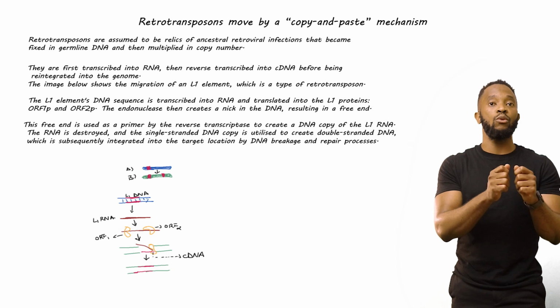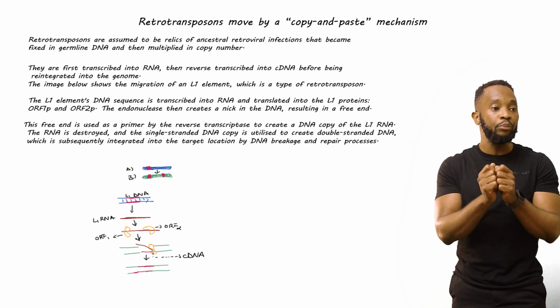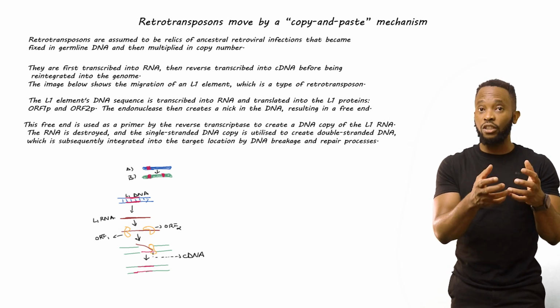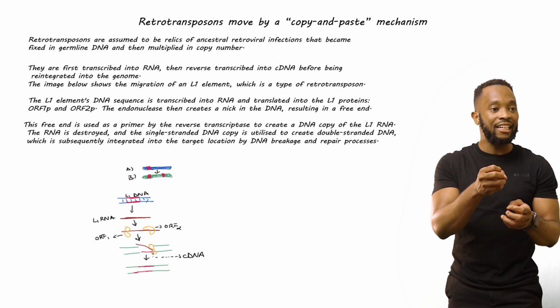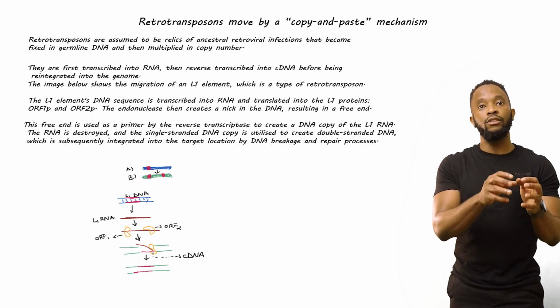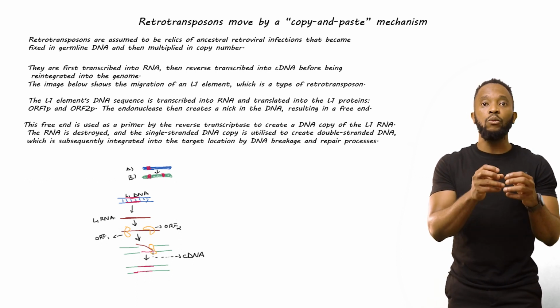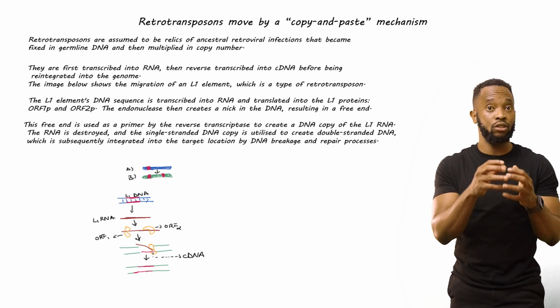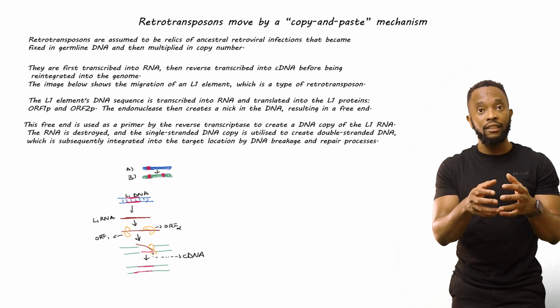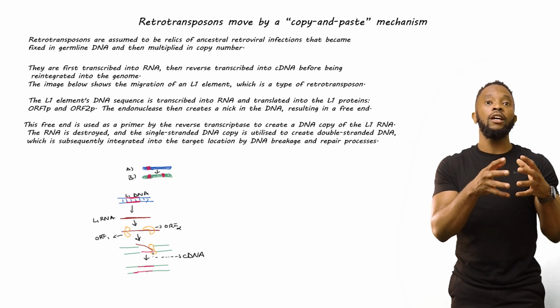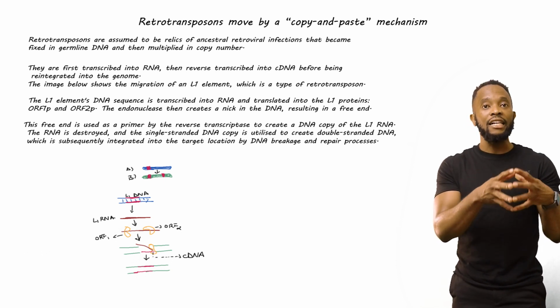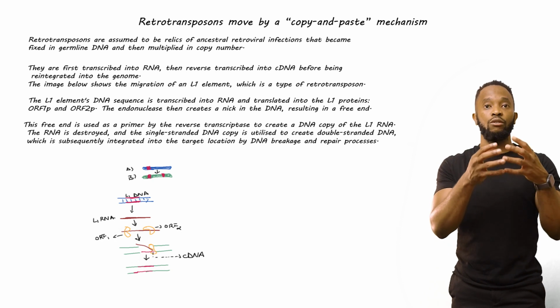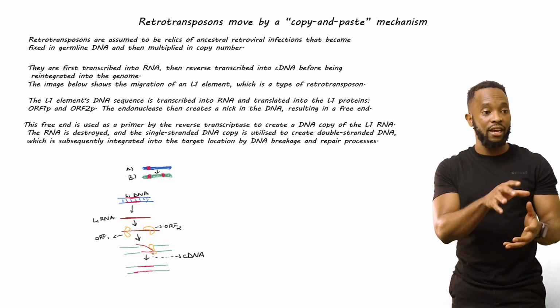And those ORF1P and ORF2P are actually endonucleases that are going to create a nick in the DNA of the next destination. And once there's that nick, there's a free flanking 3' hydroxyl group, and that flanking hydroxyl group is actually going to allow the synthesis of a cDNA from that RNA, as you see.